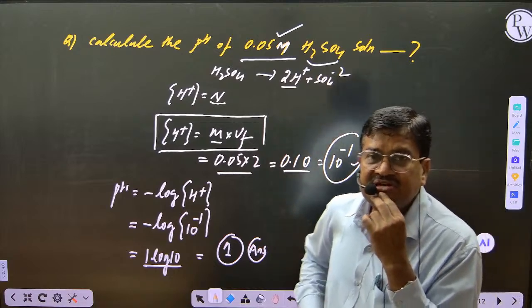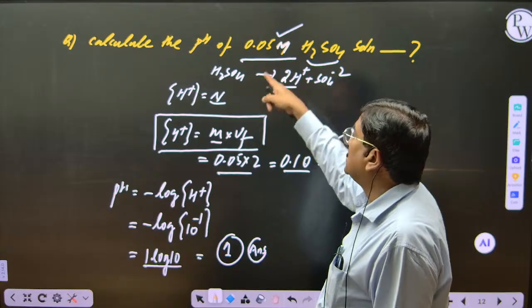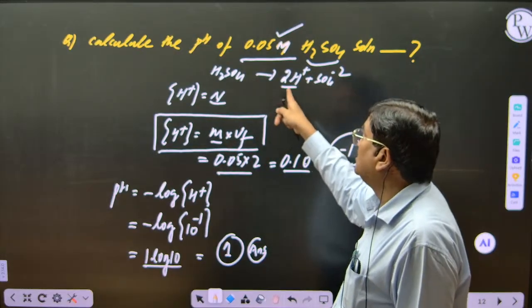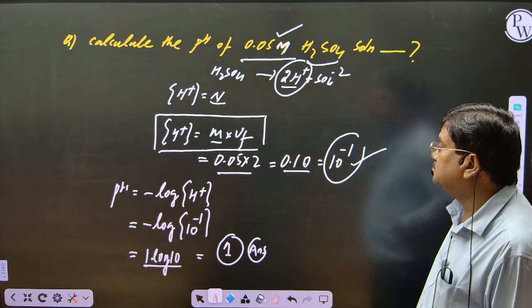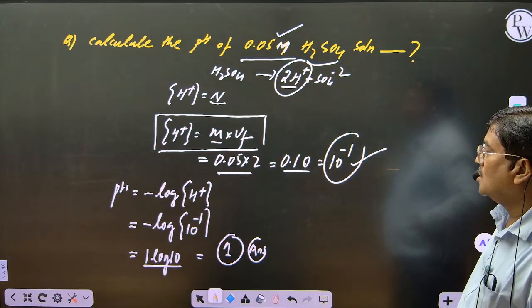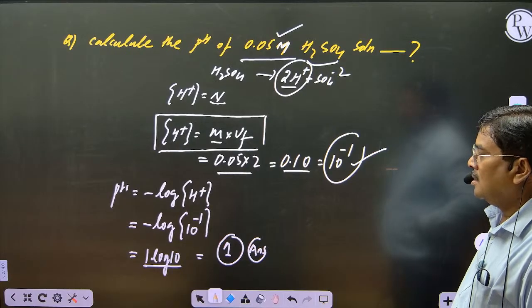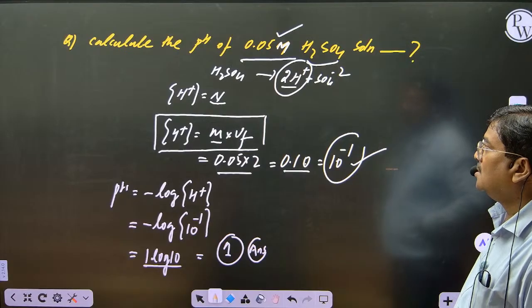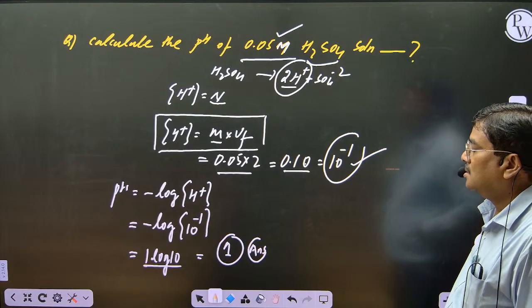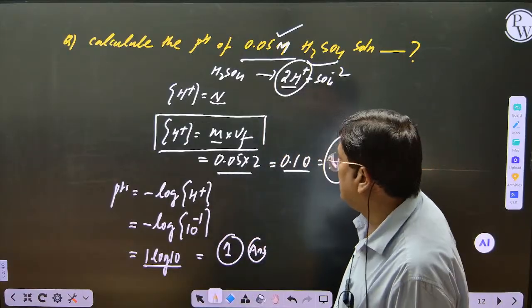Clear? Understood? So to find pH, molarity is to be converted into normality. Why? Because there are 2 replaceable H plus ions. Completed. Now write one more question.